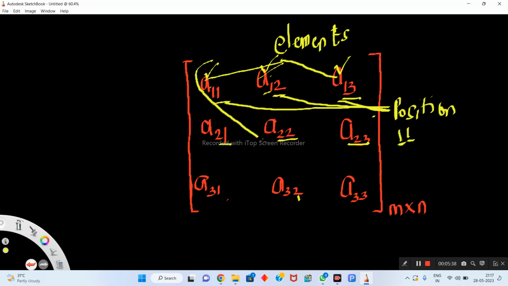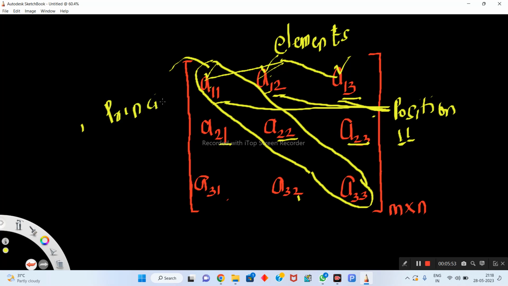Now this A11, A22 and A33 is known as the principal diagonal element. In this matrix there are two diagonals. This A13, A22 and A31 is also one diagonal, but this is not the principal diagonal, where the position of rows and columns are the same. As you can see here 1 and 1, here 2 and 2, here 3 and 3.